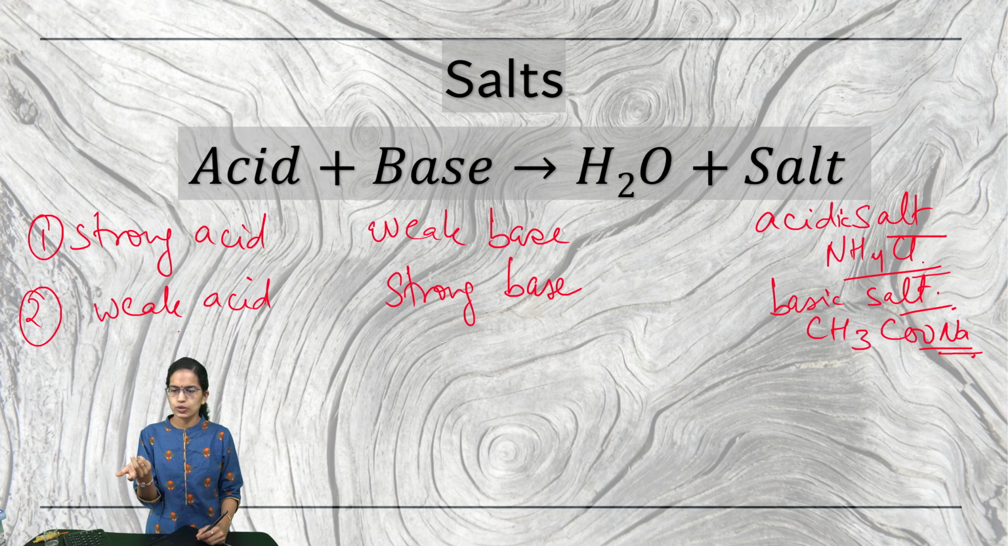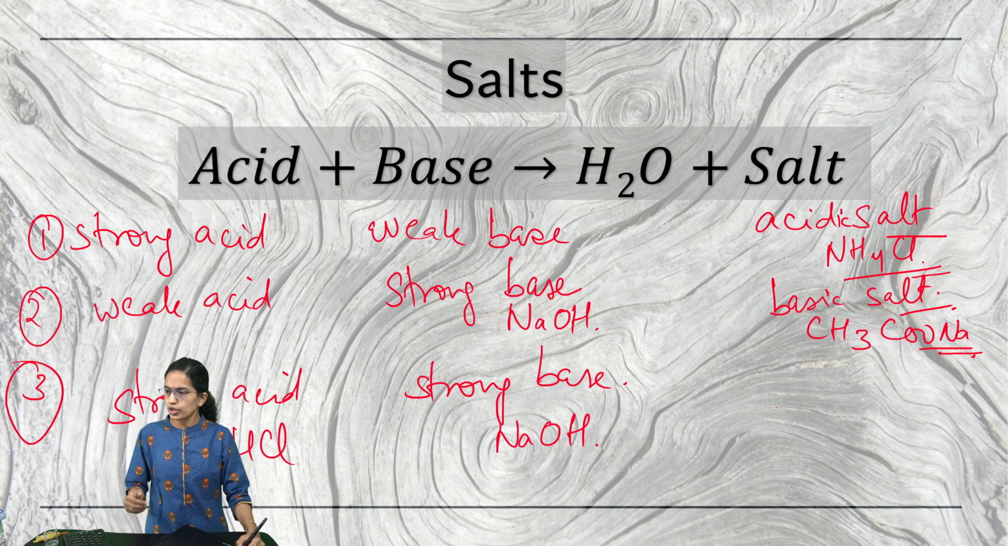The next important case is when a strong acid reacts with strong base. Strong acid we know is HCl. Strong base is NaOH, sodium hydroxide. Hydrogen chloride reacting with sodium hydroxide forms a neutral salt. So when both of them are strong, neutral salt would be formed. And what is a neutral salt? The common salt that we consume. So NaCl would be an example here in this reaction.